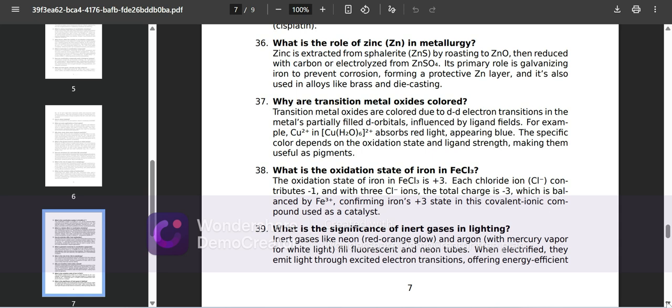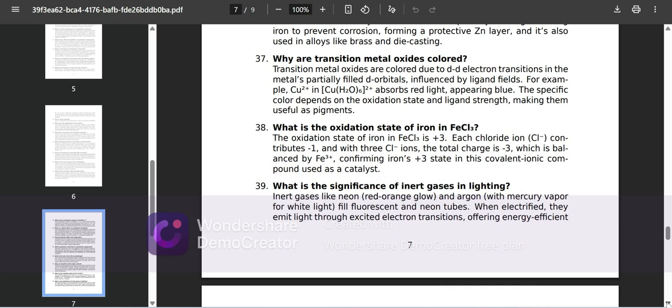In metallurgy, zinc is extracted from sphalerite, zinc sulfide, by roasting to zinc oxide, then reduced with carbon or electrolyzed from ZnSO4. Its primary role is galvanizing iron to prevent corrosion, forming a protective zinc layer, and it's also used in alloys like brass and die casting.